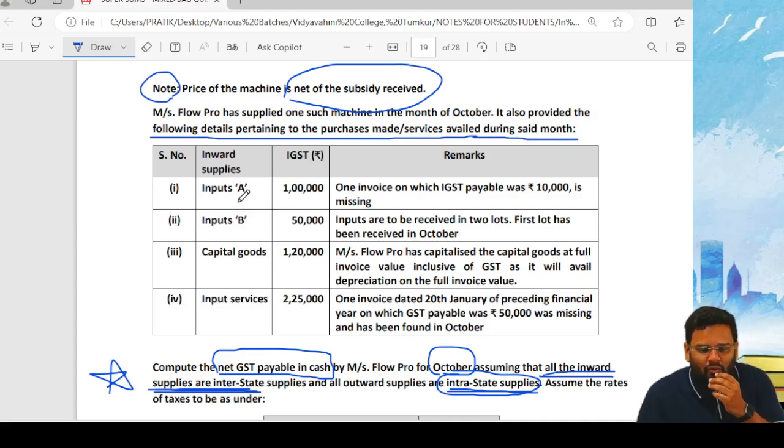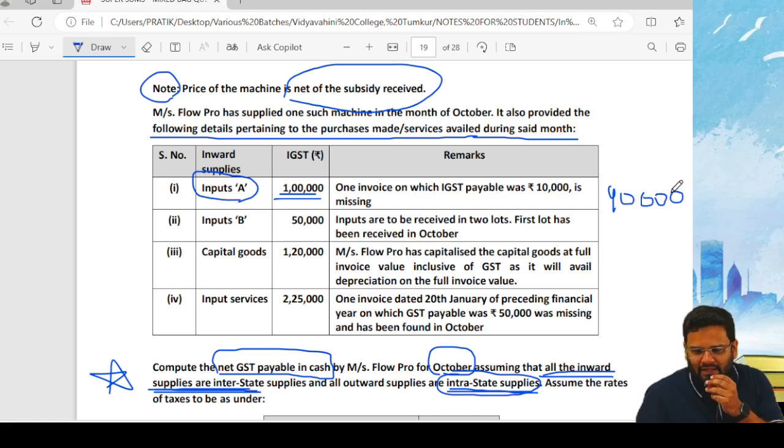Please tell me what happens with input A, on which IGST is 1 lakh. But in the remarks column, one invoice on which IGST payable was 10,000 is missing. So ITC is not available for 10,000. It will be available for the balance 90,000. So 90,000 you can take ITC. Clear all of you?